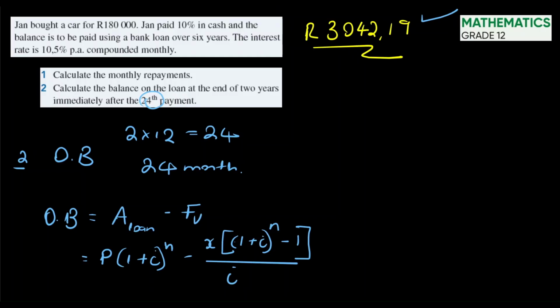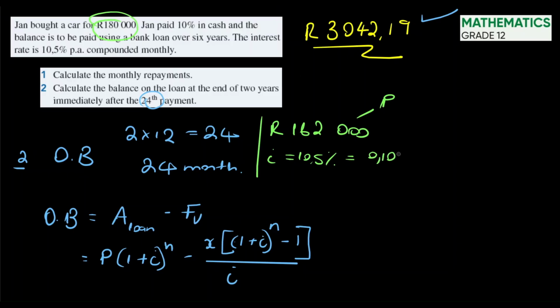Let's break it down. Remember, we calculated that Jean is going to pay 10%, and the 90% of that amount, 180,000, which we calculated to be 162,123. That will be our principal amount, so this will be our P. And the interest, what's the interest? We're still using the same interest of 10.5% per annum compounded monthly, which we calculated to be 0.105, and since it's compounded monthly, it is divided by 12.